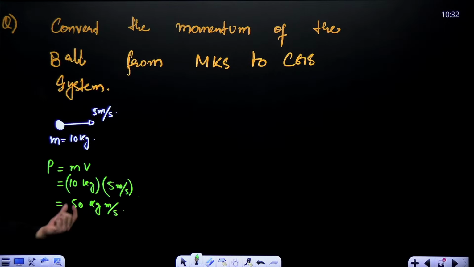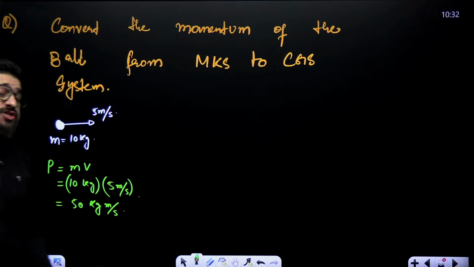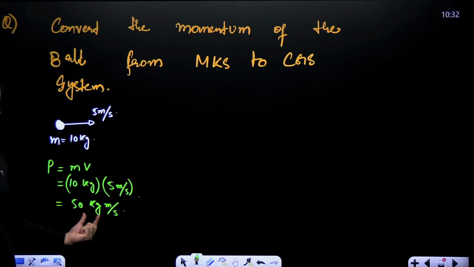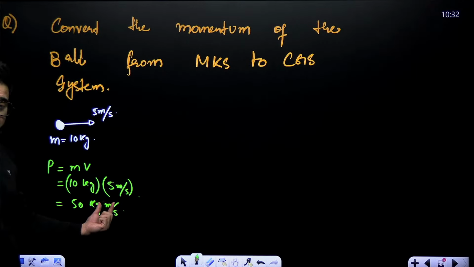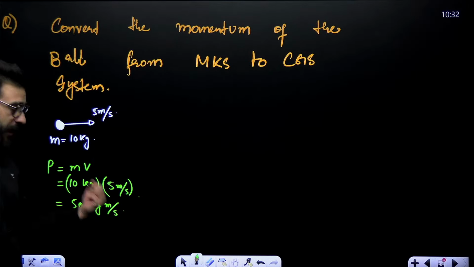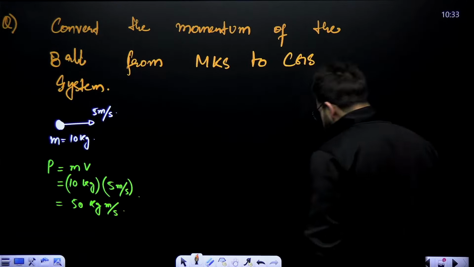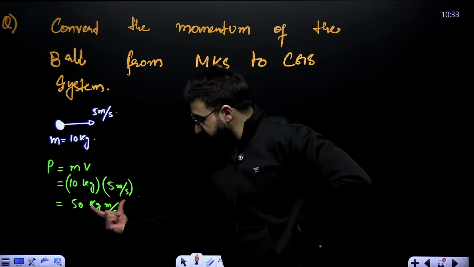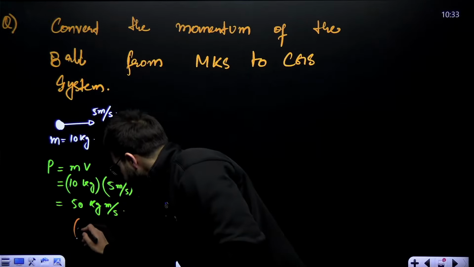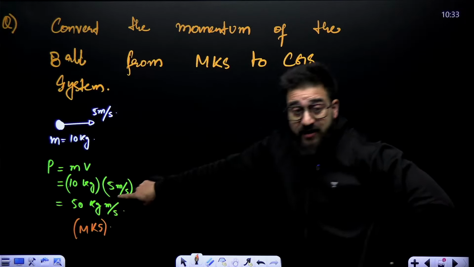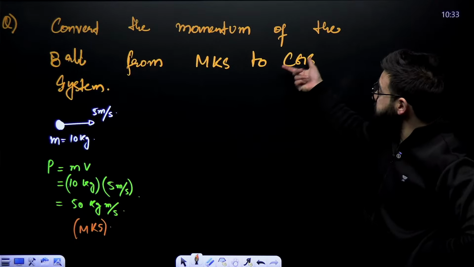Tell me, this 50 kg meter per second is the momentum of a ball in which system? This is an MKS system, because in MKS system, we measure the mass in kgs, the distance in meters and time in seconds. Now guys, you have to convert this momentum, which is in the MKS system, into CGS system.